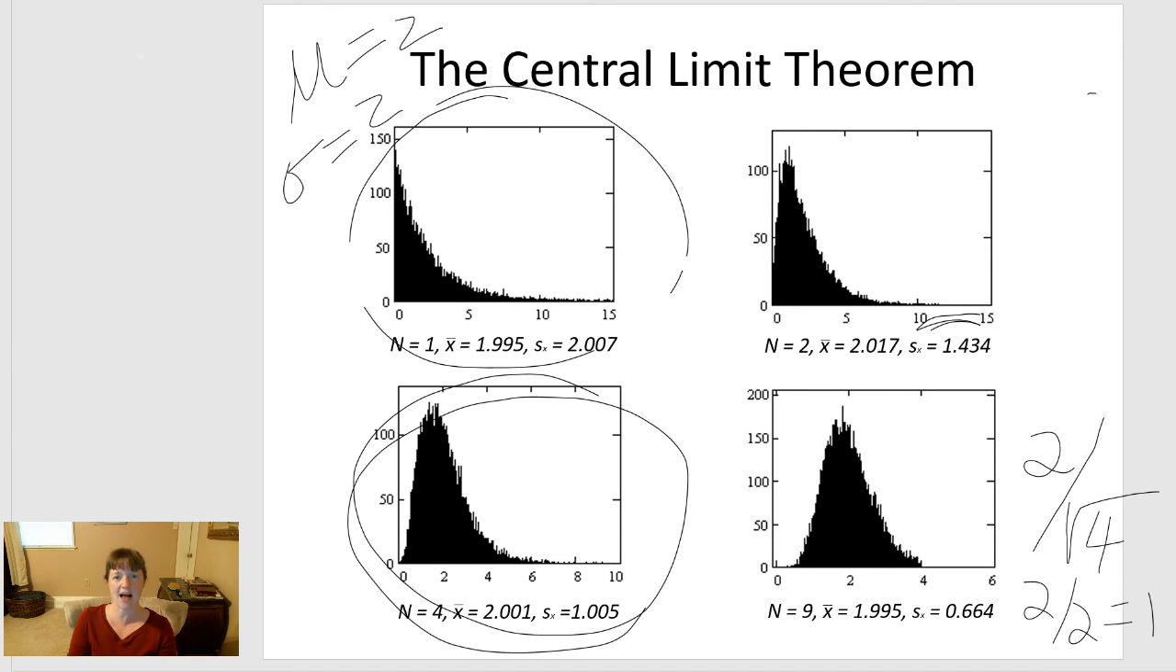And why isn't it exactly 1? Well, because we only have 10,000 samples, right? And look at the shape. There's only four people in each sample, and already my super skewed parent population is creating a normally distributed sampling distribution of an infinite number of averages.